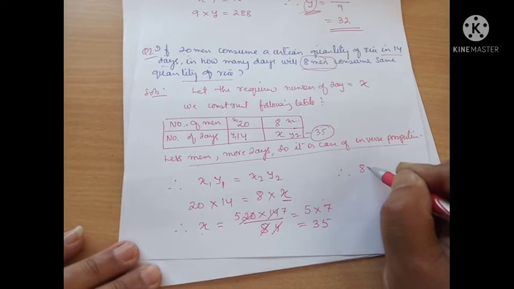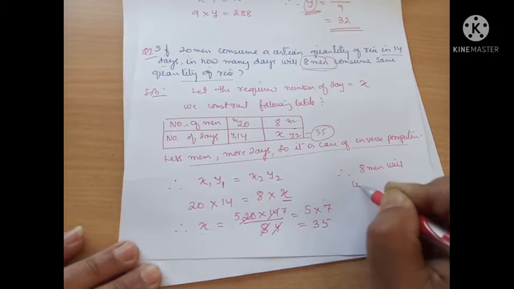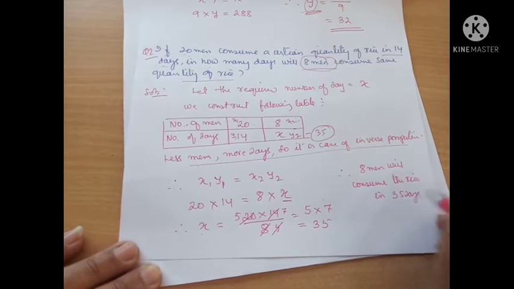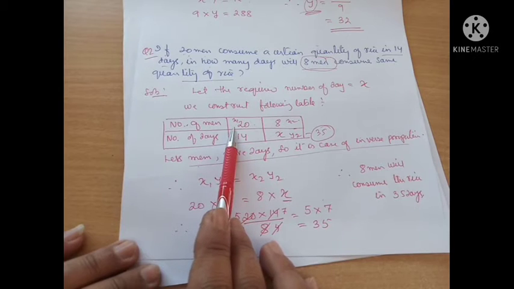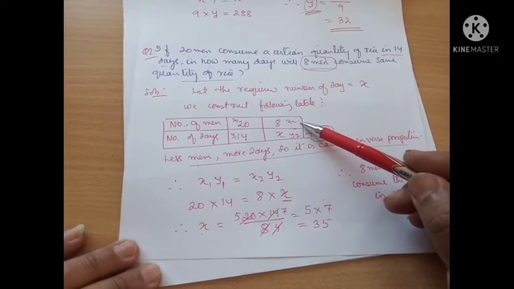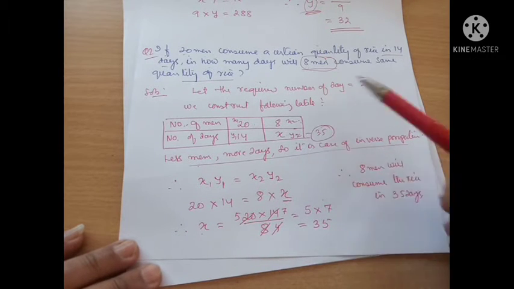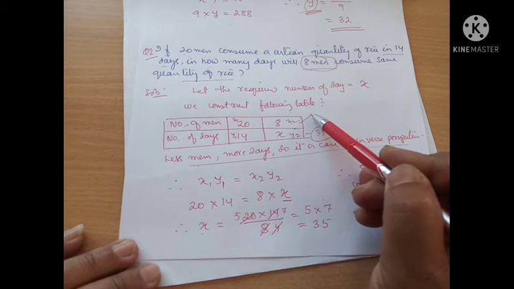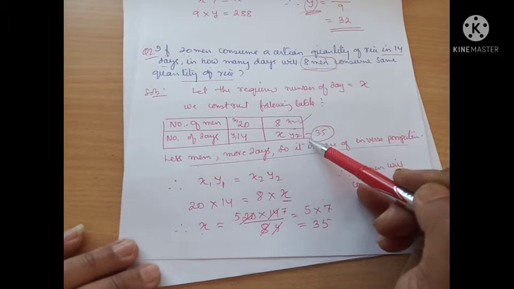8 men will consume the rice in 35 days. So we have already seen here, if the number of men is more, then the number of days will be less. If the number of men is less, then the number of days will be more. This is a case of inverse proportion. When in inverse proportion, if the number is increased in one quantity, then in the other quantity the number will be decreased.